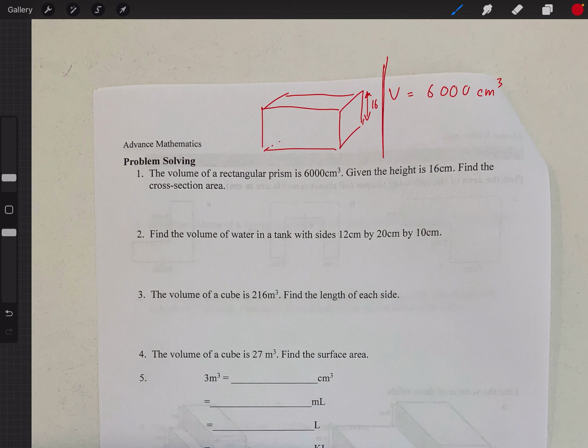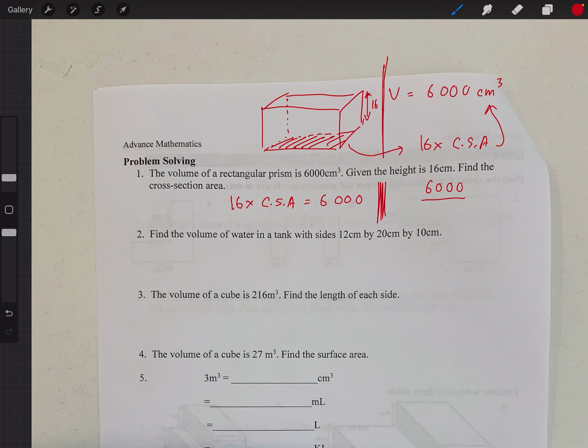So it's asking you to find the area of this bottom piece. This is the cross-section, because when you multiply 16 times the cross-section area, you're going to get that number. So let's write this as a sentence. We got 16 times the cross-section area is equal to 6,000. So what number times 16 gives me 6,000? So we work backwards. We say, okay, I'm going to do 6,000 divided by 16, and we will get the area of the cross-section.